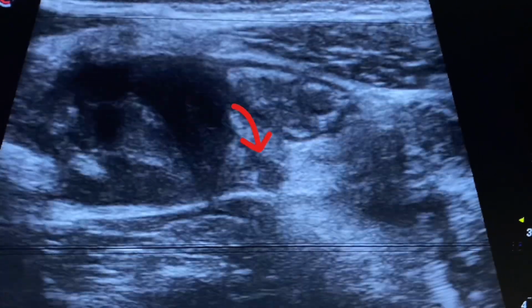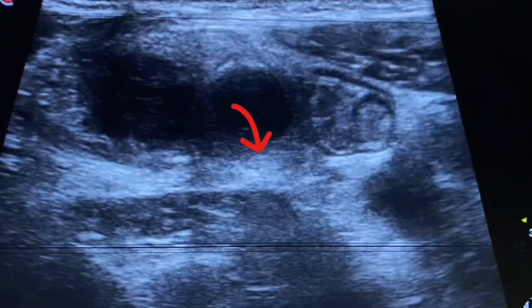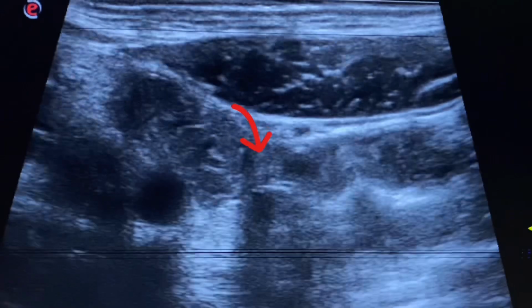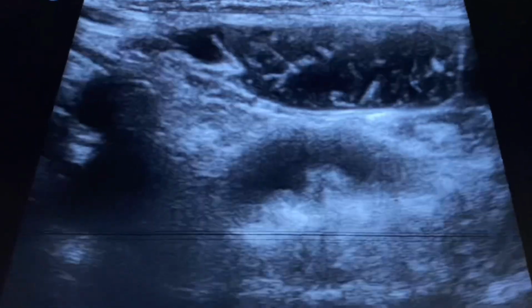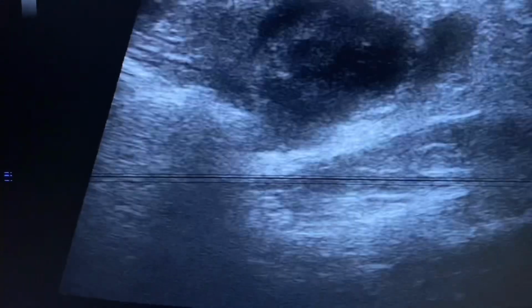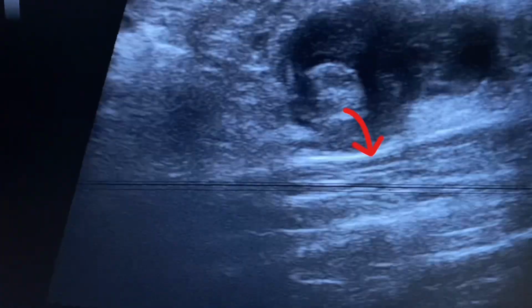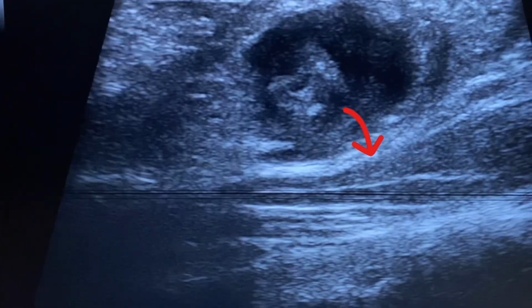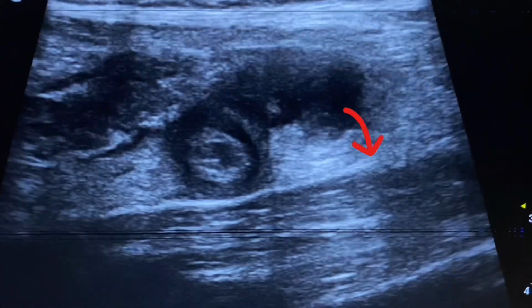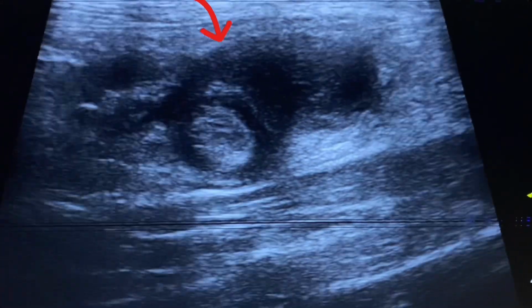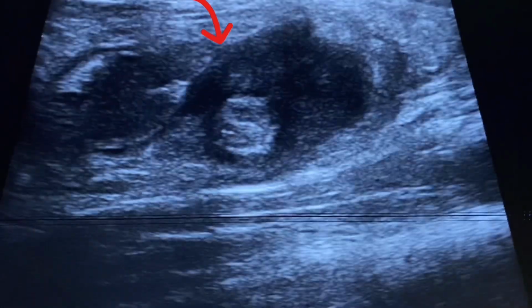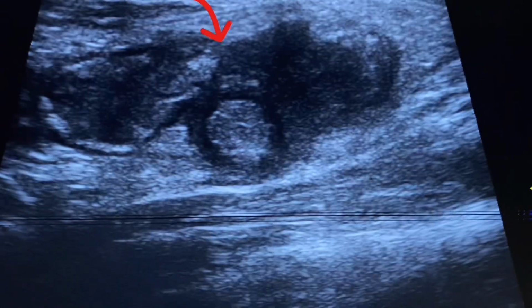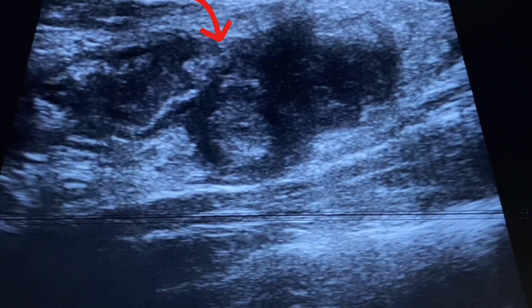Now we will scan the pelvic area to scan any other collection. These are muscle layers. The collection is present only around the appendix but not spread in the surrounding tissue.